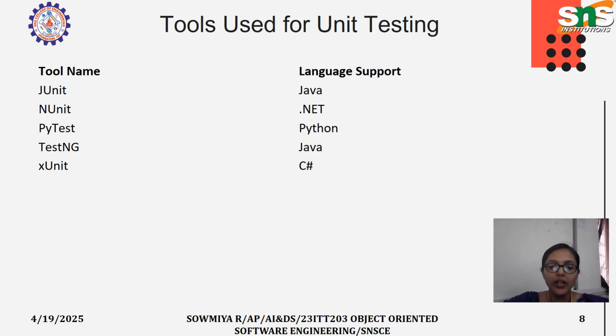Tools used for unit testing. Some common tools used for unit testing are JUnit for Java and NUnit for .NET, and PyTest or unittest for Python, and Google Test for C++. These tools help to automate the unit testing process and run multiple test cases efficiently.